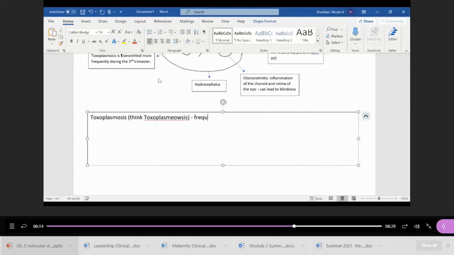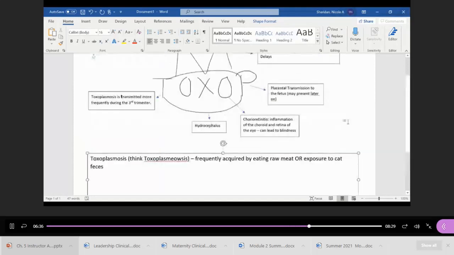So this is frequently acquired by eating raw meat or exposure to cat feces. So that's why they say pregnant women shouldn't clean out the cat litter box and things like that, because of the risk of contracting toxoplasmosis.